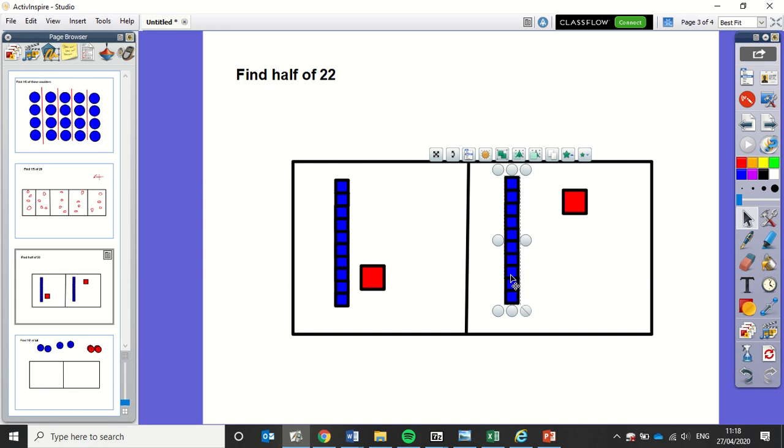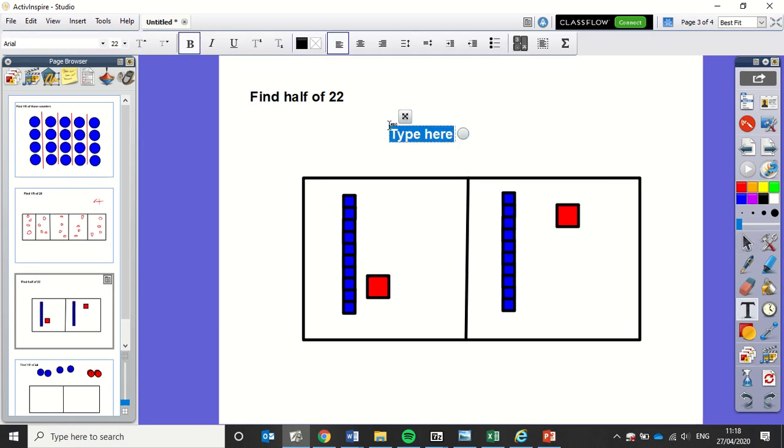And there we have it. We've used all the base 10s, all the Deans, and now we've got 2 equal groups. So let's see how many's in one group. We've got the 10, because this represents 10. And we've got a 1. So 10 add 1 is 11. So half of 22 is 11.